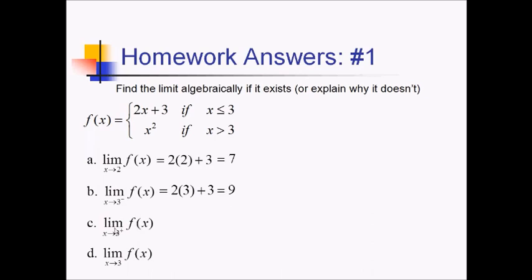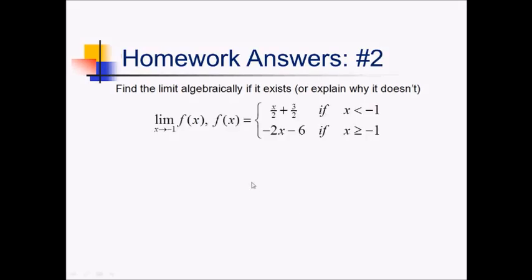And now for the right side limit at 3, we have to use the after rule here, the x squared. So that's going to be 3 squared, which is also 9. And now for the two-sided limit at 3, the way this works, if the left and the right side limits are the same, then the two-sided limit is whatever those limits agree on. Since these are both 9, that means that our two-sided limit is also going to be 9.